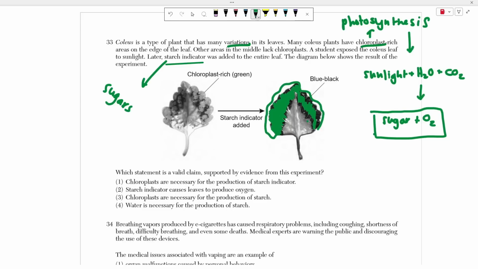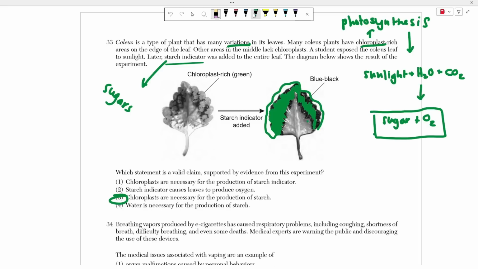So which statement is a valid claim supported by evidence from the experiment? That's obviously going to be 3. Chloroplasts are necessary for the production of starch, right? If we know that the chloroplasts are located on the edge of the leaf, and the only place with chloroplasts is the only place with sugar, then we can conclude that chloroplasts are what produce the sugar, right? Or they're important in the production of sugar.